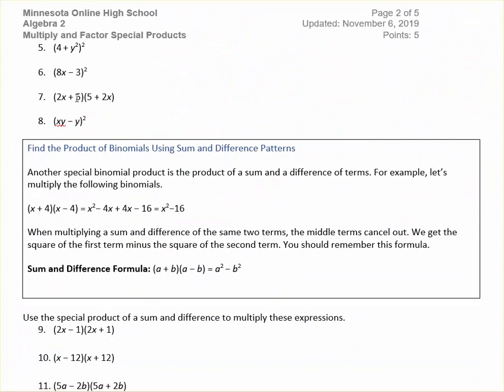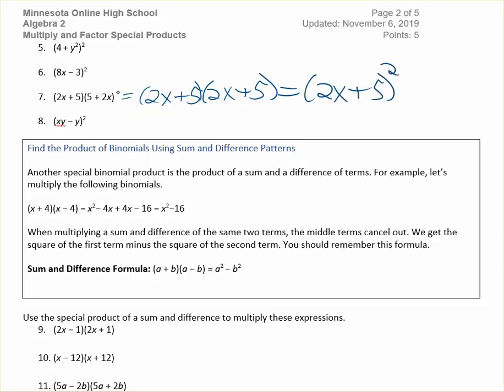Number 7 is not written as a squared binomial, but it could be. Because 2x plus 5 and 5 plus 2x, you could use the commutative property to rewrite the second set of parentheses as 2x plus 5, which then could be written as 2x plus 5 squared. Now, if you're going to use the FOIL method, then you might as well just leave it as it is. If you're going to use the formula, then this would be your terms for the A and the B.